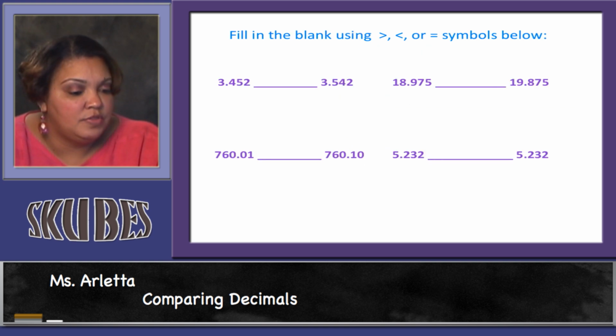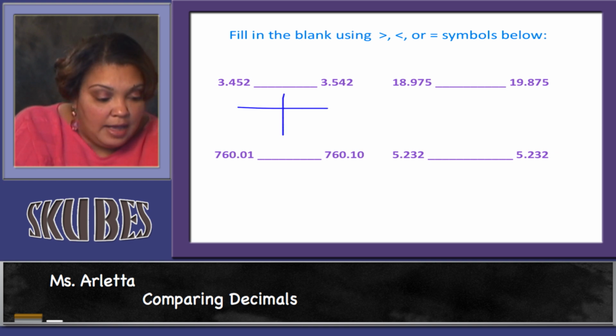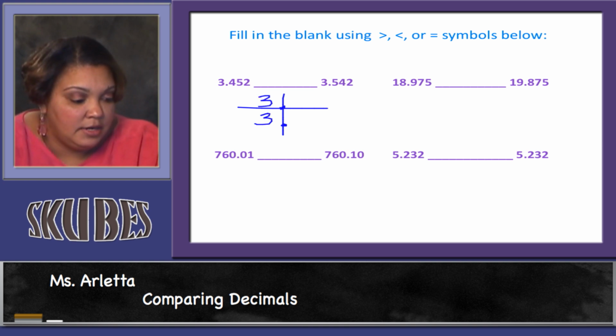A lot of times when you see decimal numbers that need to be compared, you'll see one number, a blank line, and then another number, one on the left and one on the right. And you'll have to put your greater than, less than, or equal symbol. You can do the same thing, your T chart. I see here that we have two numbers, so we'll need 2 decimal points on our T chart. And I see before the decimal point we have the number 3 and another 3. Now I need to see which is the lower and which is the higher.